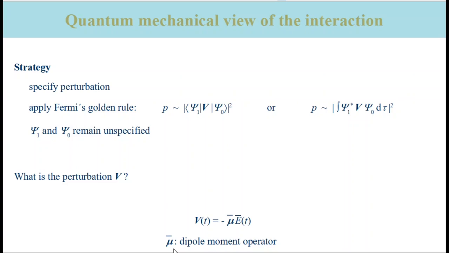Classically, the interaction energy between a dipole and an electric field is this expression, which is the scalar product between the dipole moment vector and the electric field vector. The lines above the symbols indicate the vector nature of the quantities. By analogy, the interaction energy operator between a molecule and light is given by the same expression, where V and mu are operators that describe our molecule of interest. E is the oscillating electric field vector of the electromagnetic wave.